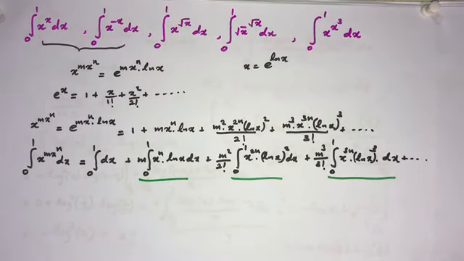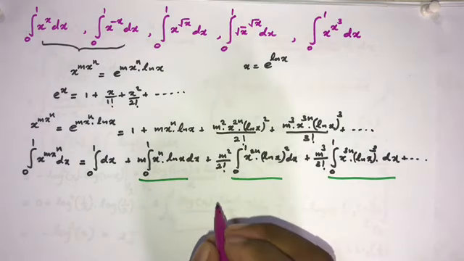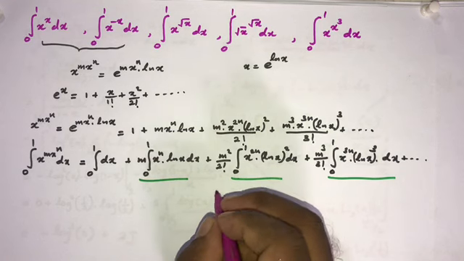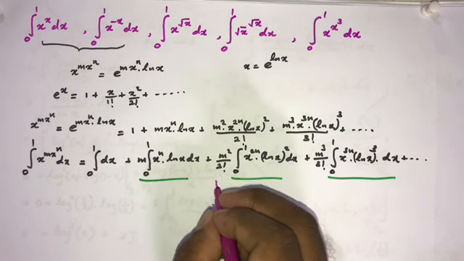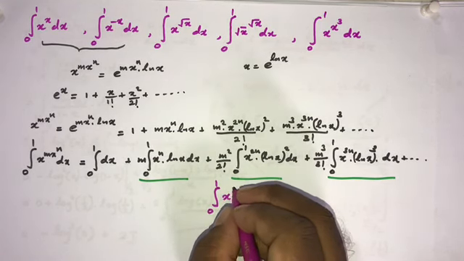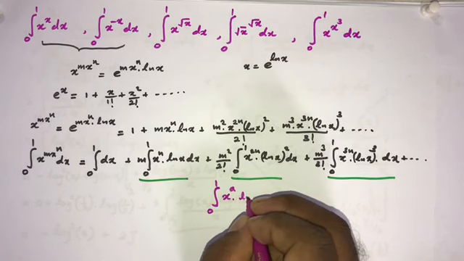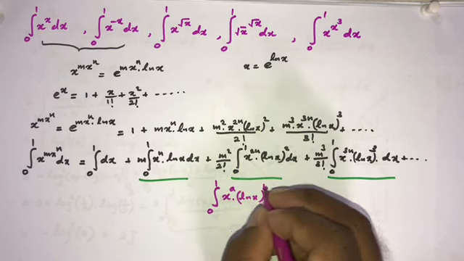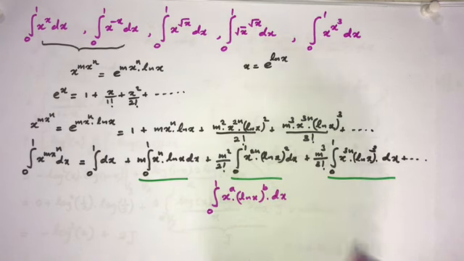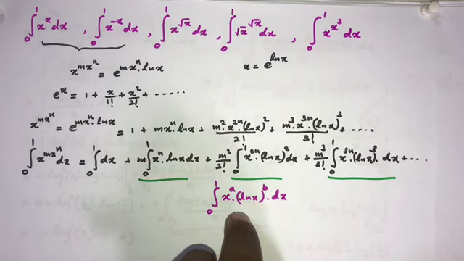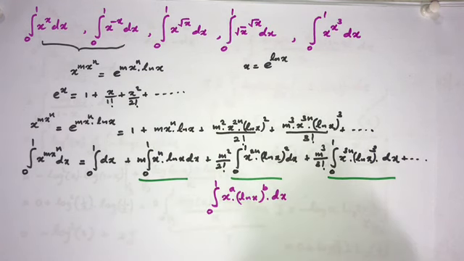Now we know these are the same type of integrals. So if we take the general case, we can write these integrals like the integral from 0 to 1 of x to the a times natural log of x to the b dx. Now we are going to evaluate this integral. So how do we evaluate this integral? We can use a substitution.